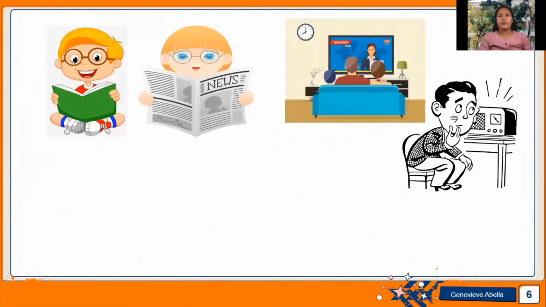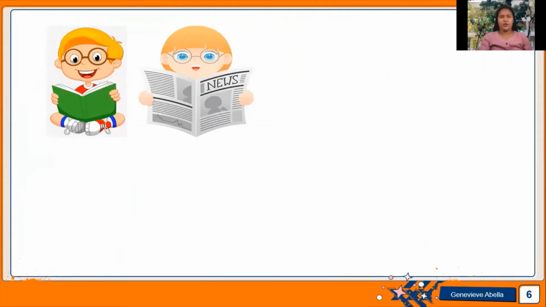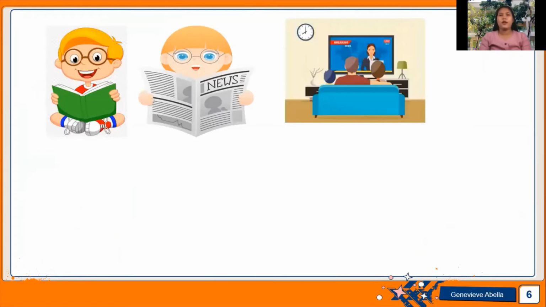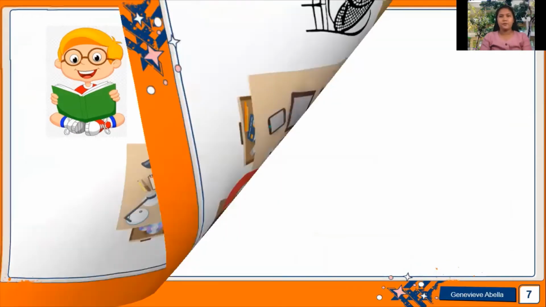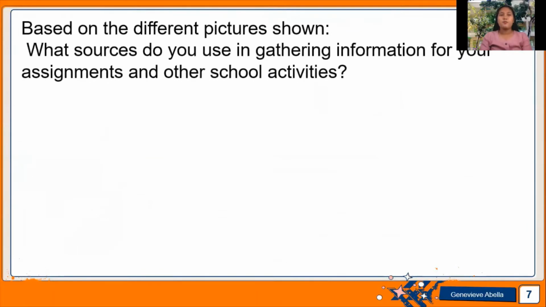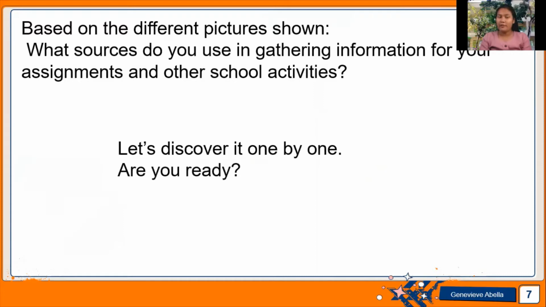So I have here different groups of pictures. The first group, the second group, and the third group. I want you to observe keenly each group of pictures. Based on the different pictures shown, what sources do you see in gathering information for your assignments and other school activities? Let us discover it one by one. Are you ready? Let's learn.